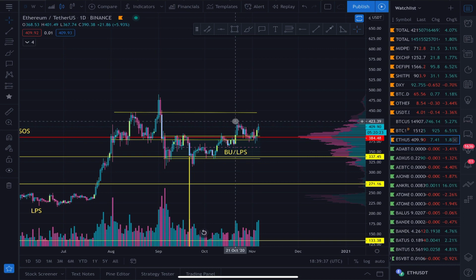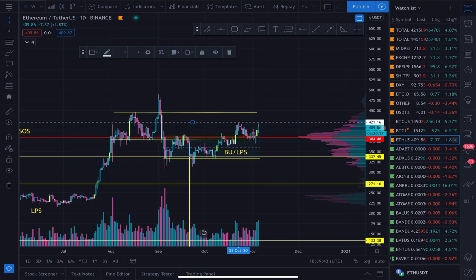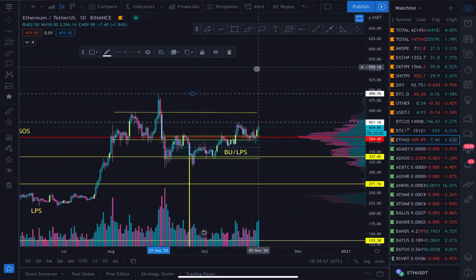You can see this previous high. If we just drop a line to that previous high right here, that gives us 421. So if we can make a break of 421 and probably get a test off of that, we're going to be off to the races. We'll obviously see a little bit of resistance here at the previous peak, at 490. So 500 is going to be our psychological resistance on Ethereum.